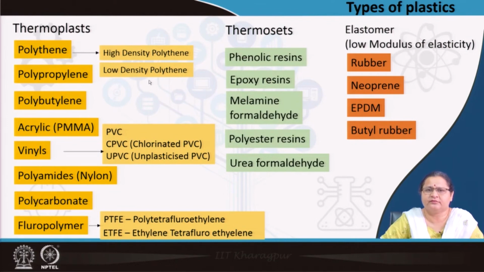Acrylic is actually PMMA, but it is more known as acrylic, the more used name is acrylic, and the other is polycarbonate sheet, which has replaced GI sheets, any kind of corrugated metal sheets.